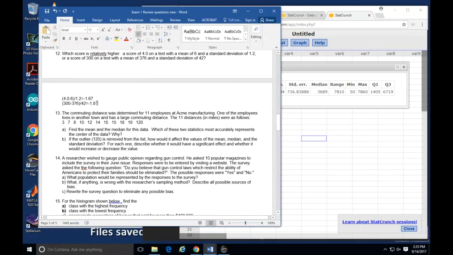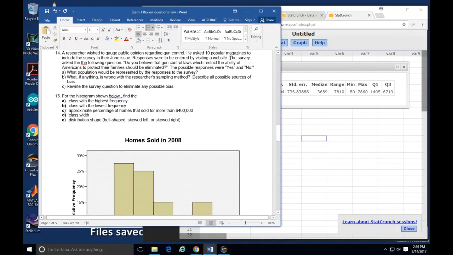So now we're looking for which one has the greater z-score. Since these are both negative numbers, actually the negative 1.67 is the larger of those 2 numbers. It would be further to the right on the number line. So this means that this is the one that has the higher z-score. So the score of 4.0 on this test is actually relatively higher than the score of 300 on this other test.